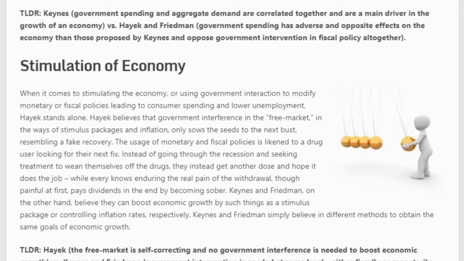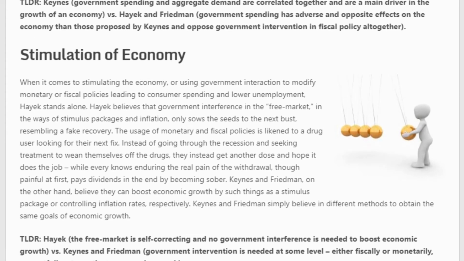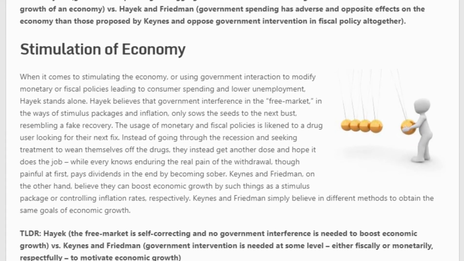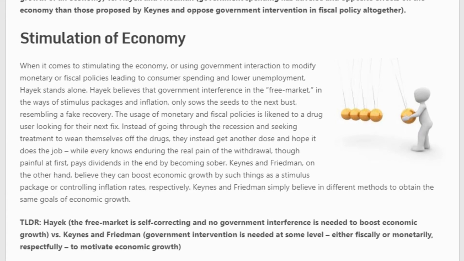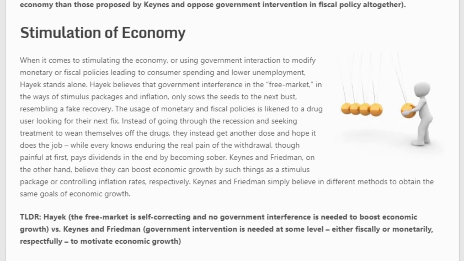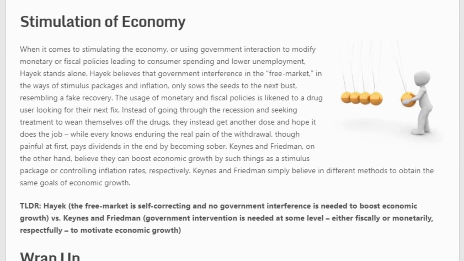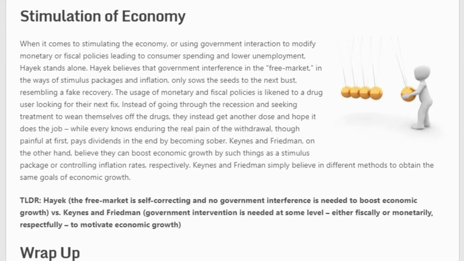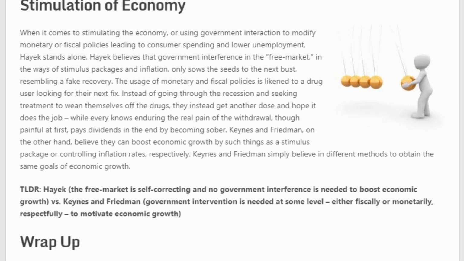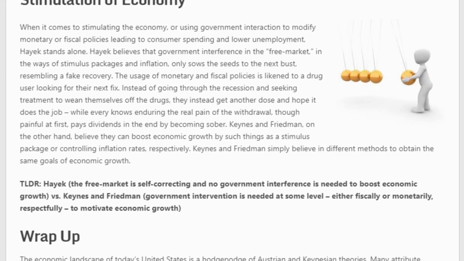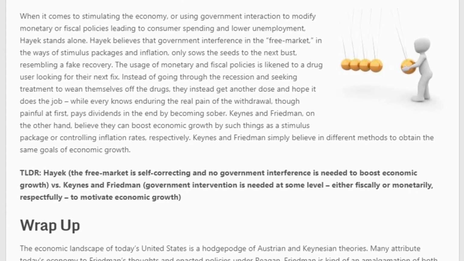The usage of monetary and fiscal policies is likened to a drug user looking for their next fix. Instead of going through the recession and seeking treatment to wean themselves off the drugs, they instead get another dose and hope it does the job. While everyone knows that enduring the real pain of the withdrawal, though painful at first, pays dividends in the end by becoming sober. Keynes and Friedman, on the other hand, believe they can boost economic growth by such things as stimulus packages and controlling inflation rates, respectively.